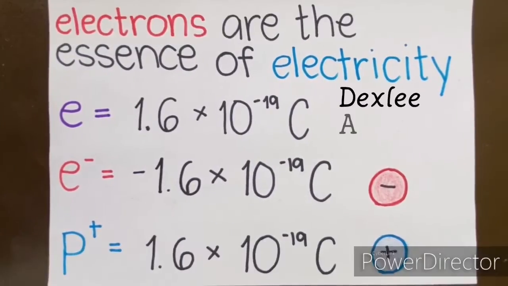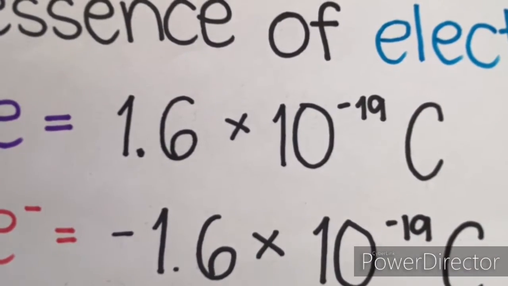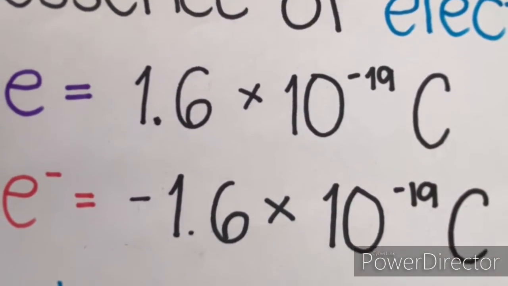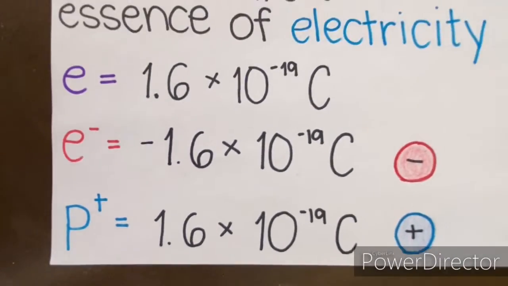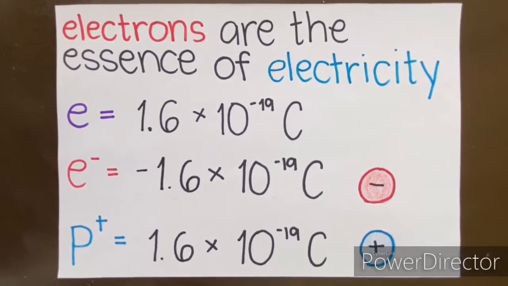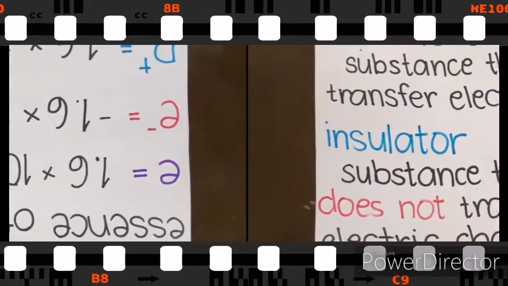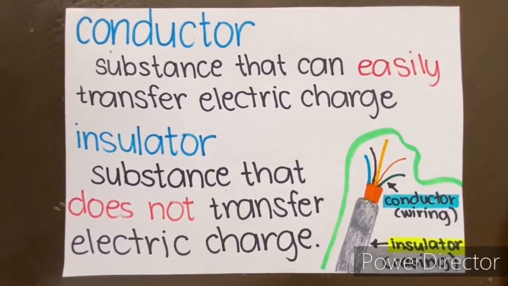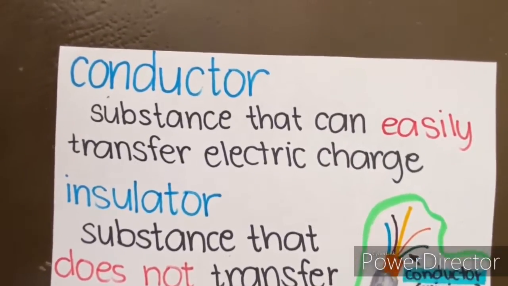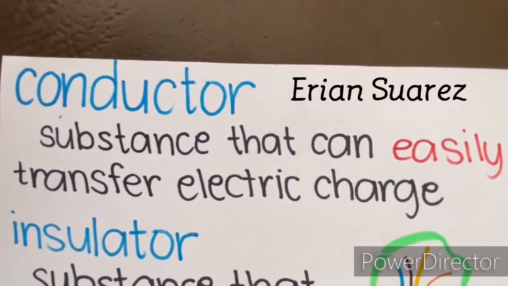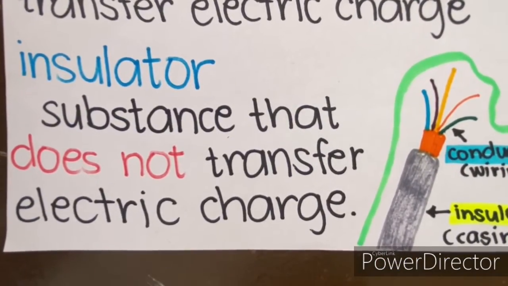Each electron carries with it the fundamental charge, which is 1.6 times 10 raised to negative 19 coulombs. This magnitude is negative for electrons and positive for protons. All charges are multiples of this amount, except for the quarks. That is to say, electric charge is quantized. We can categorize substances by their ability to transfer electric charge. A substance that can easily transfer electric charge is a conductor, while a substance that does not transfer electric charge is an insulator.